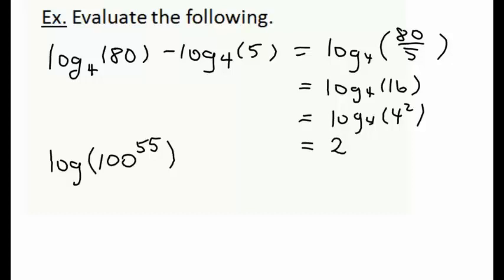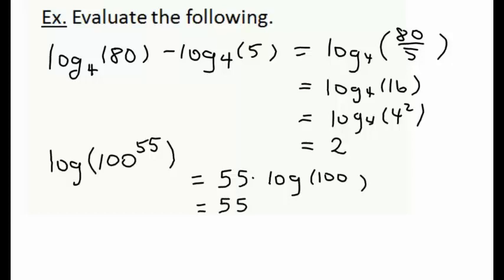Next up we have log base 10 of 100 to the power of 55. Now there's a couple different ways we can go about doing this question. I'll show you the way of using the power law for logarithms. So the idea here is, since we have this power on the expression that's on the inside, we can take that power and we can move it down in front of our logarithm like this. So 55 times log base 10 of 100.